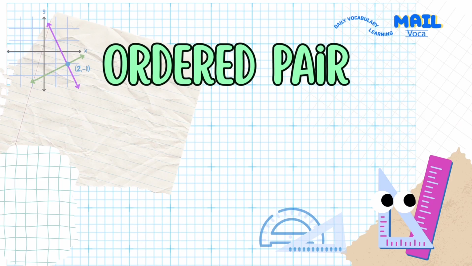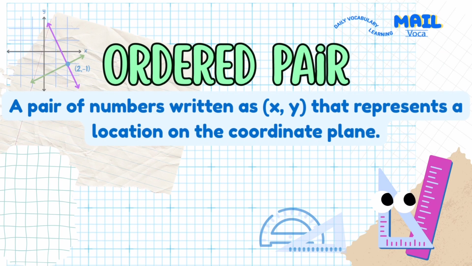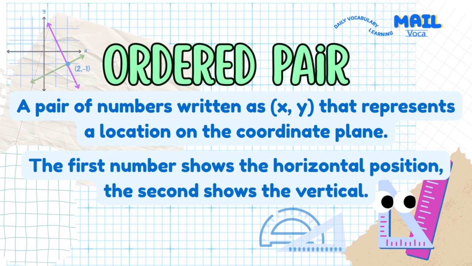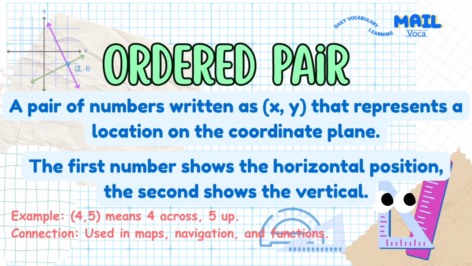Ordered pair. A pair of numbers written as (x, y) that represents a location on the coordinate plane. The first number shows the horizontal position and the second shows the vertical. Example, the point 4, 5 means 4 across, 5 up. Connection, used in map navigation and functions.